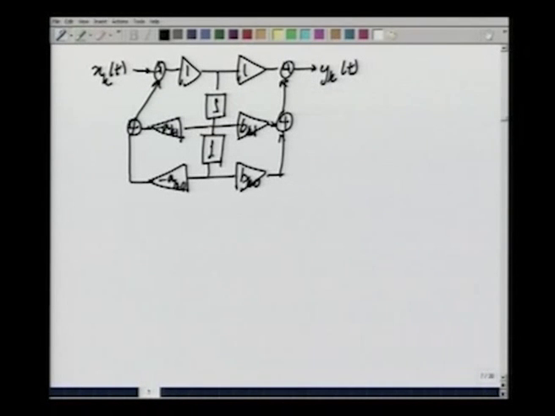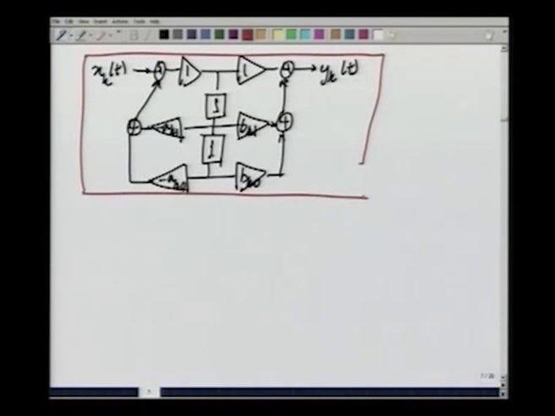This is how you would implement it. This whole thing is nothing but an implementation of h k of t, with x k of t as the input and y k of t as the output. Fine. Now, we have a cascade of such systems.